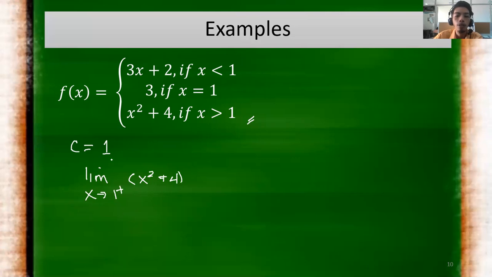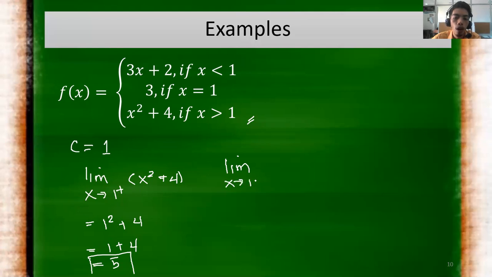Okay. Now, after that, we are going to substitute 1 for x. So, you have 1 squared plus 4. And this will give you 1 squared is 1 plus 4 that is equal to 5. Okay, so the right hand limit is 5. Now, finding the left hand limit, that is the limit of f of x as x approaches 1 from the left.